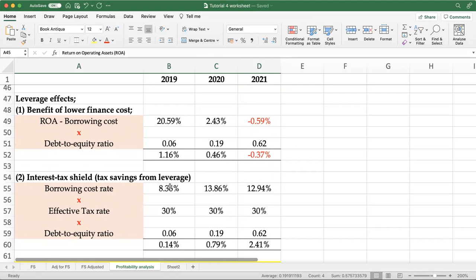Right. You see the difference between ROA and borrowing cost declining. So the company has been getting lower benefits from finance cost. That benefit has declined.